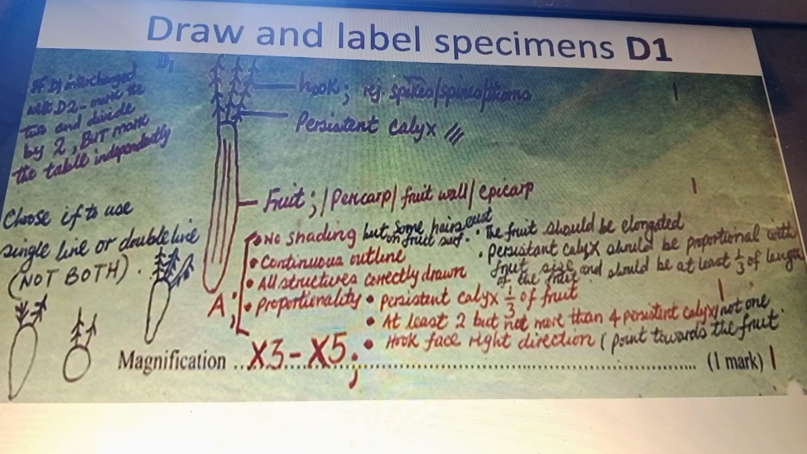So those are the points which we looked at to award marks for specimen D1. Magnification lies between 3 and 5, and you have, of course, to put x3 or x5, or you say 3 times or 5 times. That would be okay.